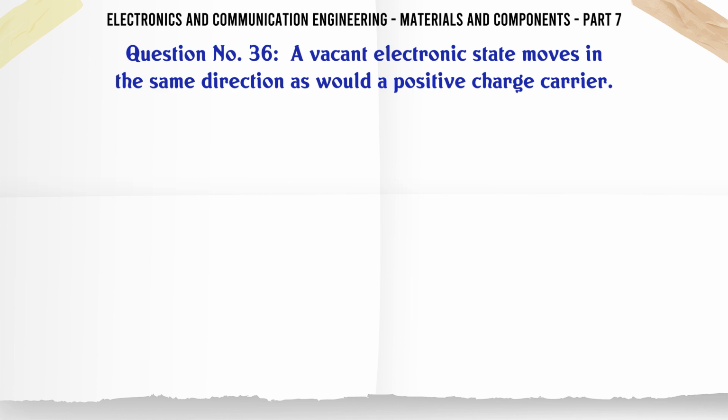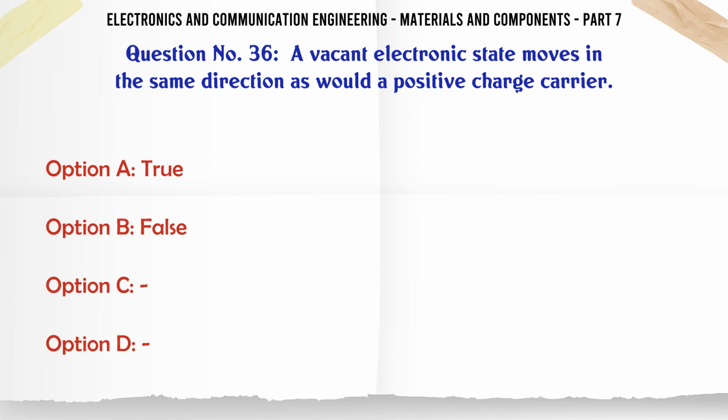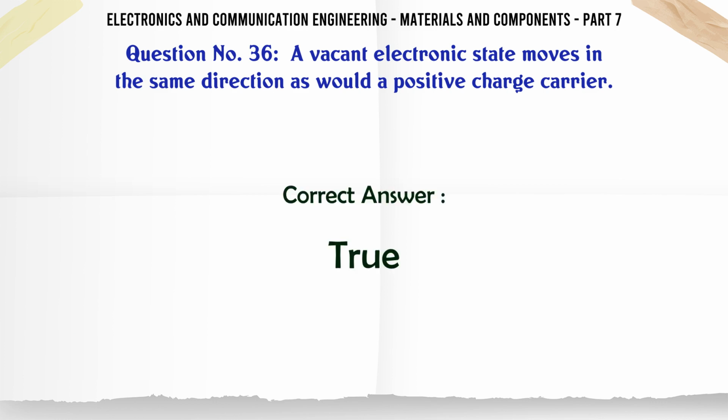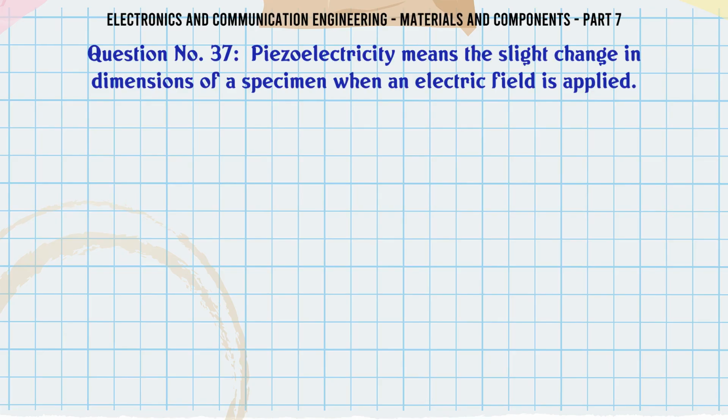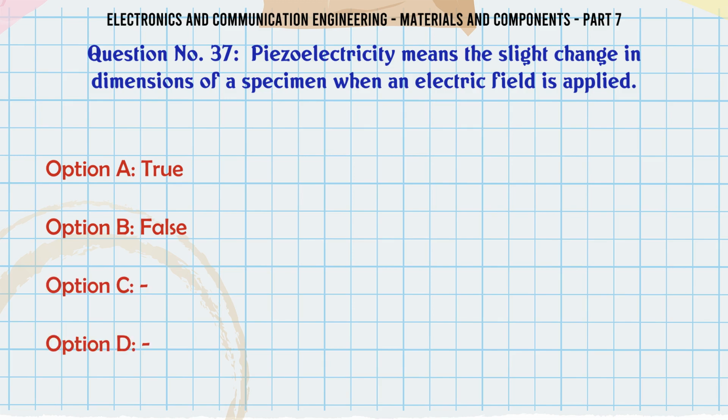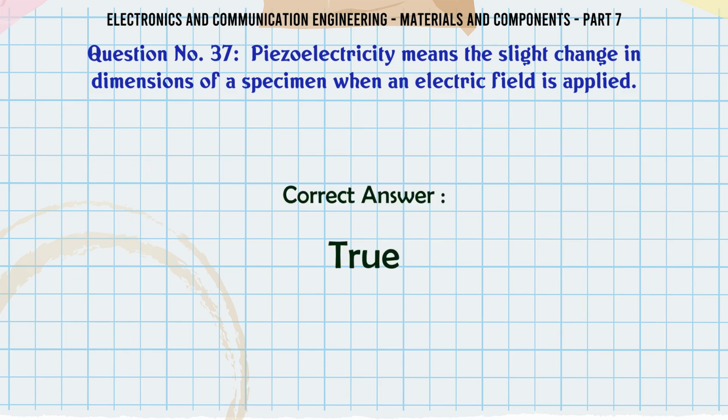A vacant electronic state moves in the same direction as would a positive charge carrier. A. True, B. False. The correct answer is true. Piezoelectricity means the slight change in dimensions of a specimen when an electric field is applied. A. True, B. False. The correct answer is true.